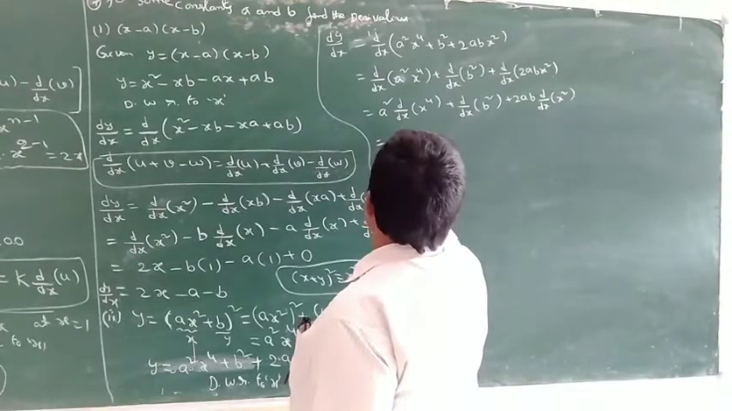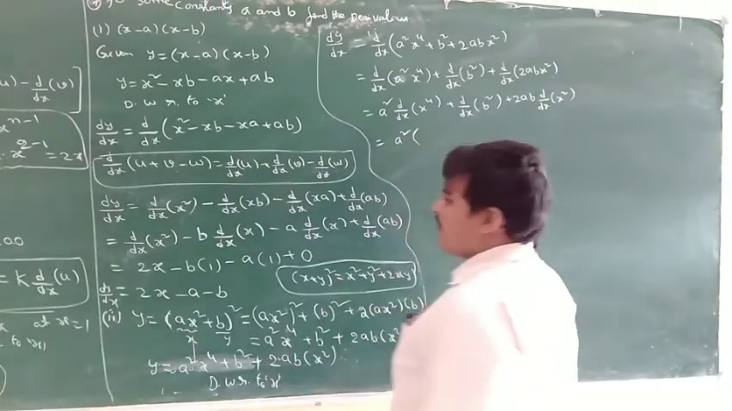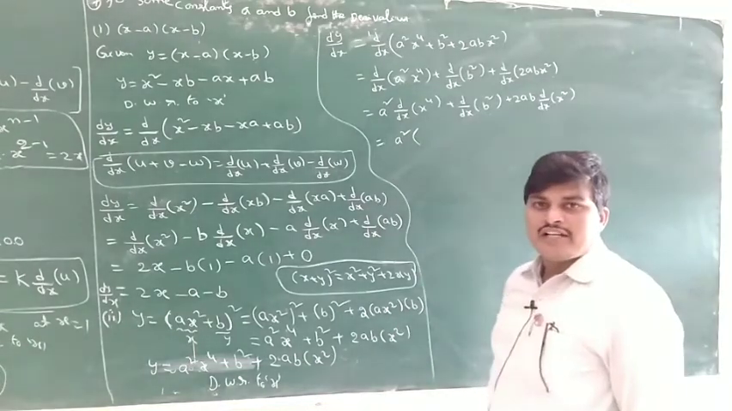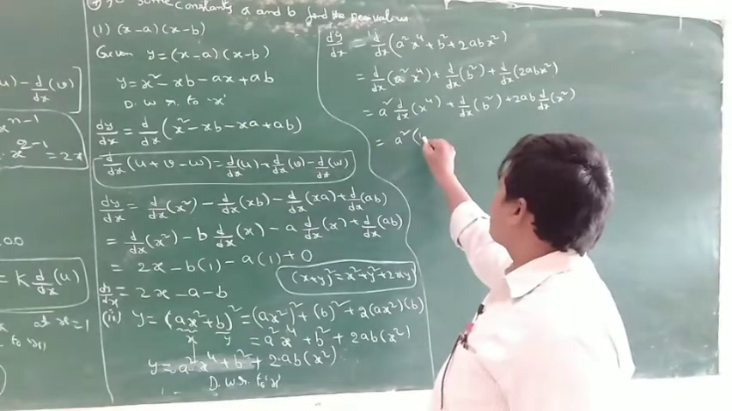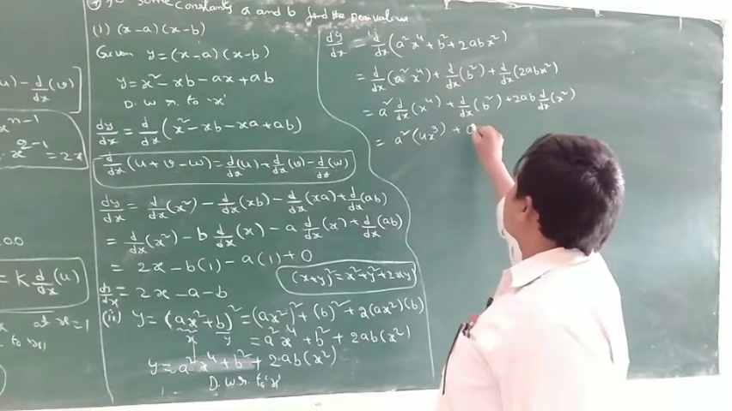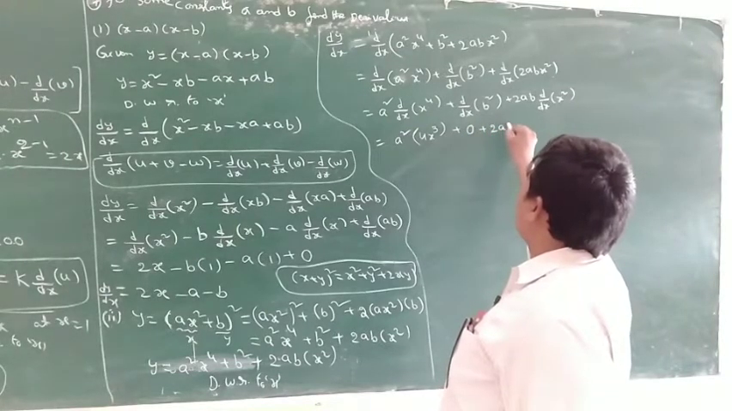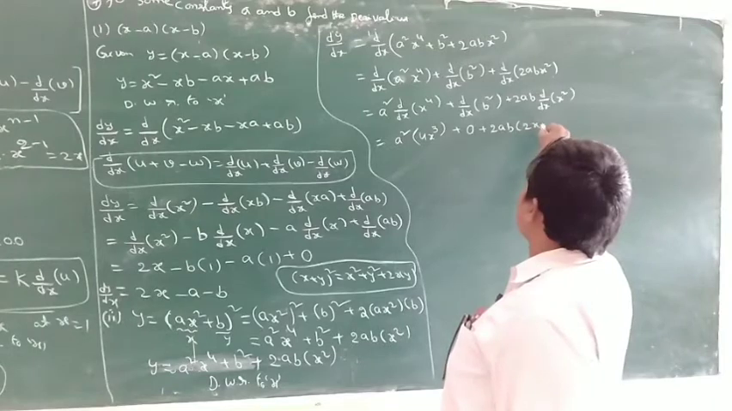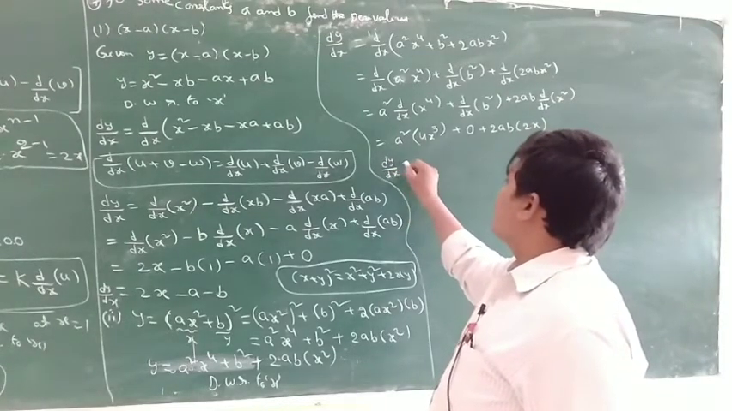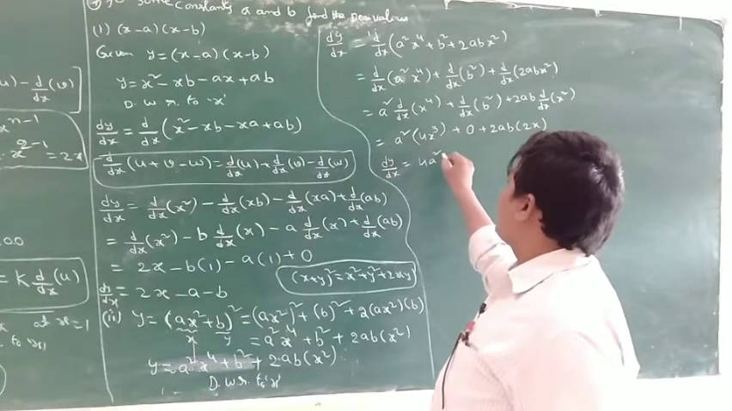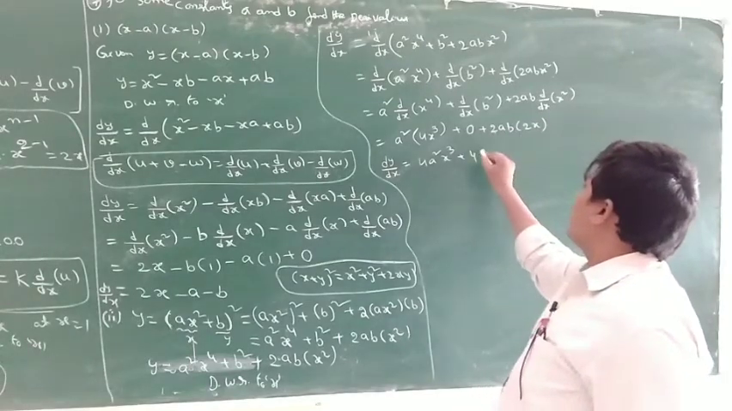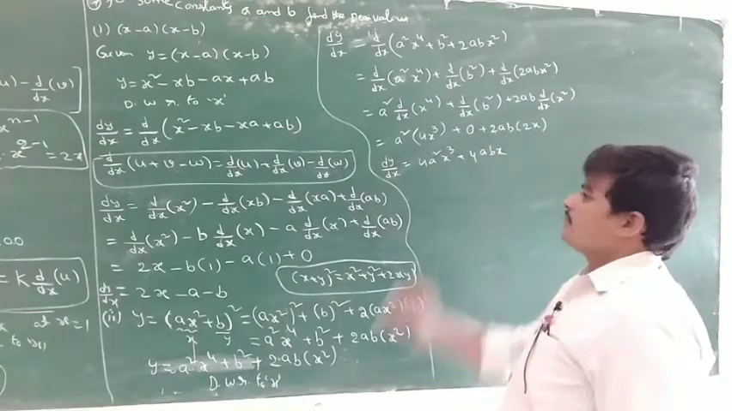So a² into the derivative of x⁴. The derivative of xⁿ is n xⁿ⁻¹, so the derivative of x⁴ is 4x³. The derivative of a constant is 0, plus 2ab into the derivative of x², which is 2x. So dy/dx is equal to 4a²x³ + 2 into 2, which is 4abx.